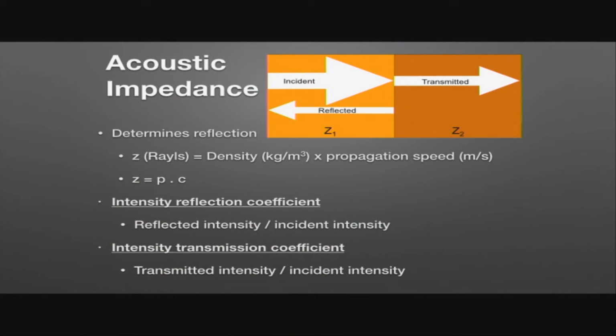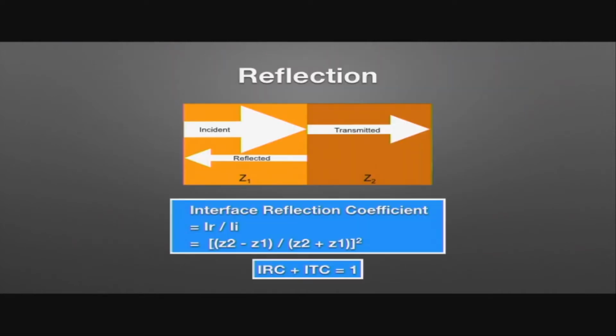The amount of the reflected intensity divided by the incident intensity is known as the intensity reflection coefficient. In terms of the amount of energy or the intensity of the sound wave that's transmitted through into the second structure, if you took the transmitted intensity and divided that by the incident intensity, that will be known as the intensity transmission coefficient. And what we must understand is that the intensity reflection coefficient plus the intensity transmission coefficient must add up to 1.